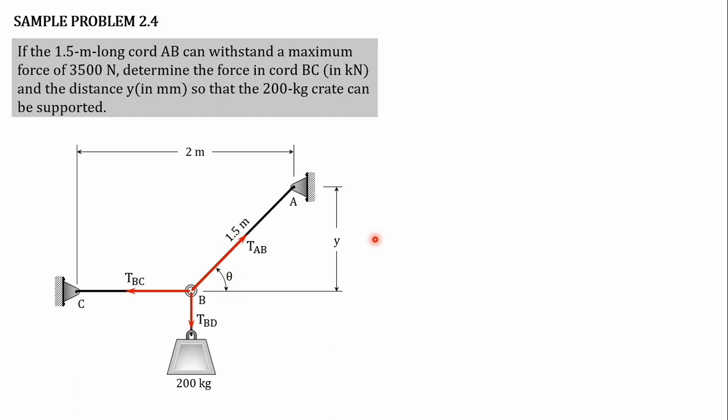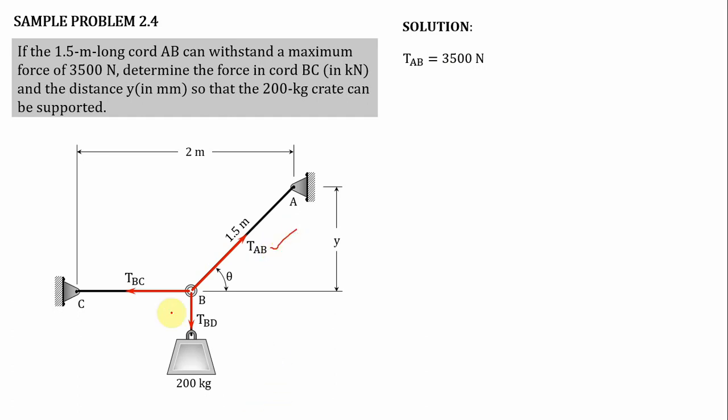Our target is to solve for Y, and the tension BC. Take note, the tension AB is given. Our question is: if the force of tension AB is 3,500 Newton, which is the maximum force that AB can resist, what is the tension of BC? So the tension of AB is 3,500 Newton.